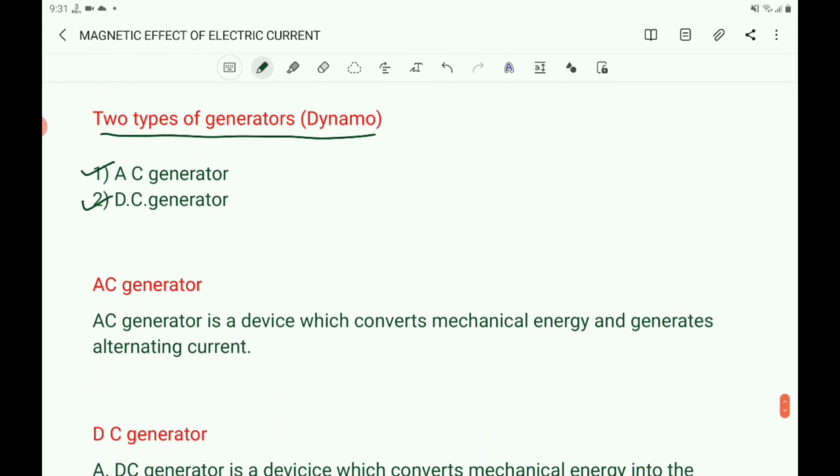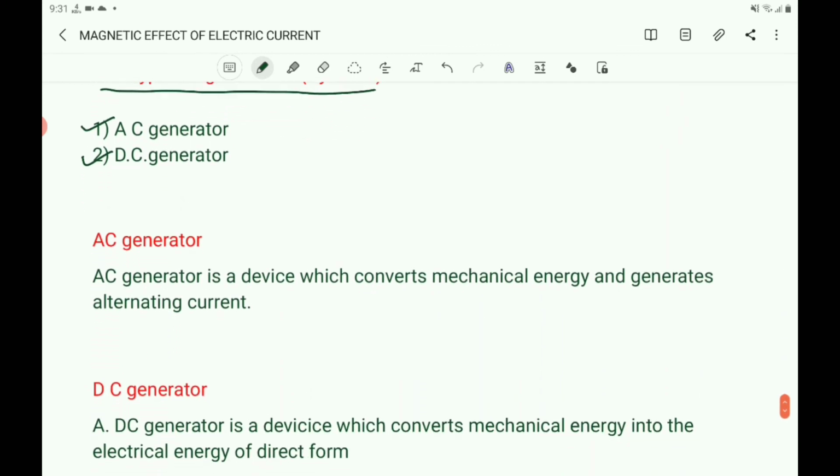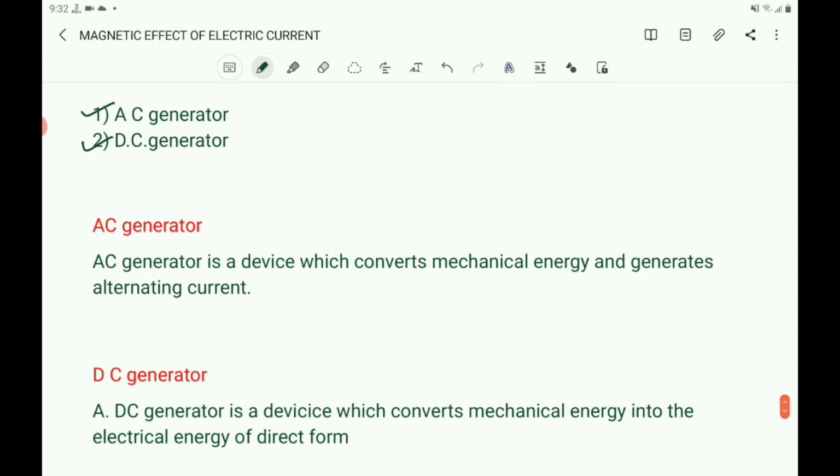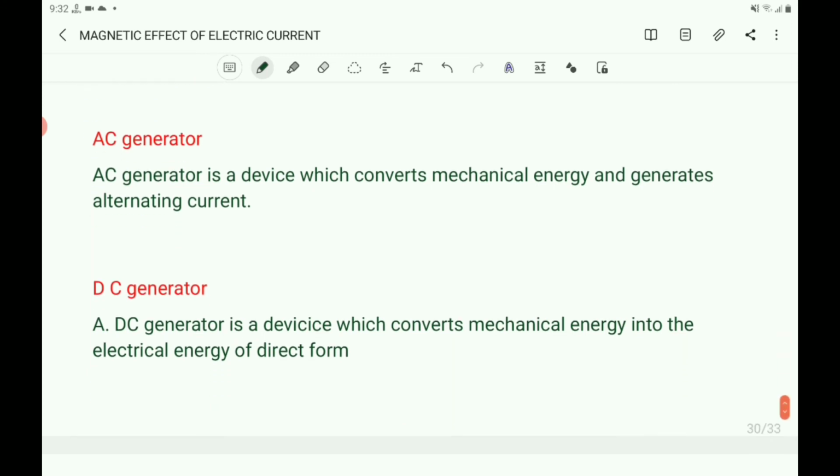Then what is an AC generator or AC dynamo? An AC generator is a device which converts mechanical energy and generates alternating current. It is a generator of the alternating current. In this, mechanical energy is converted into a current. Which current? What type of current? Alternating current. Next, DC generator.